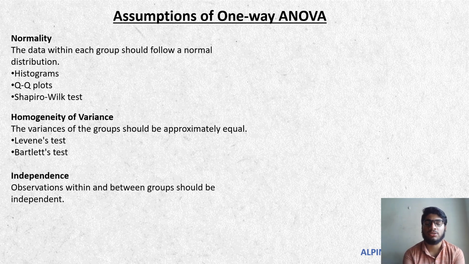Next, assumptions of one-way ANOVA. The first one is normality. The data within each group should follow a normal distribution, checked using histograms, QQ plots, and the Shapiro-Wilk test. Next, homogeneity of variance. The variances of the groups should be approximately equal, checked using Levene's test and Bartlett's test. Next, independence. Observations within and between groups should be independent.